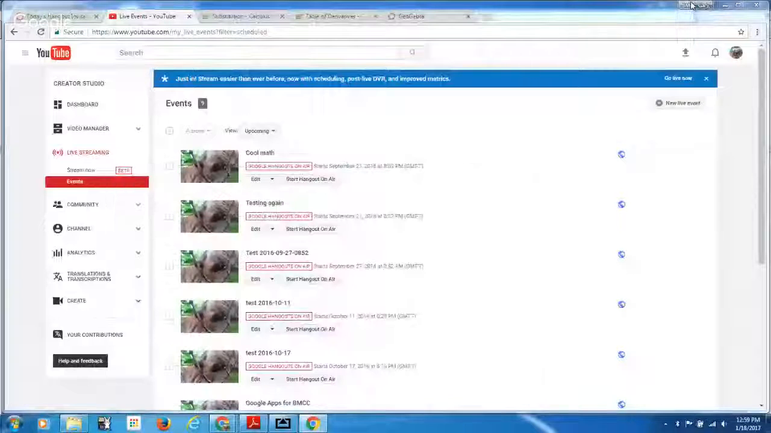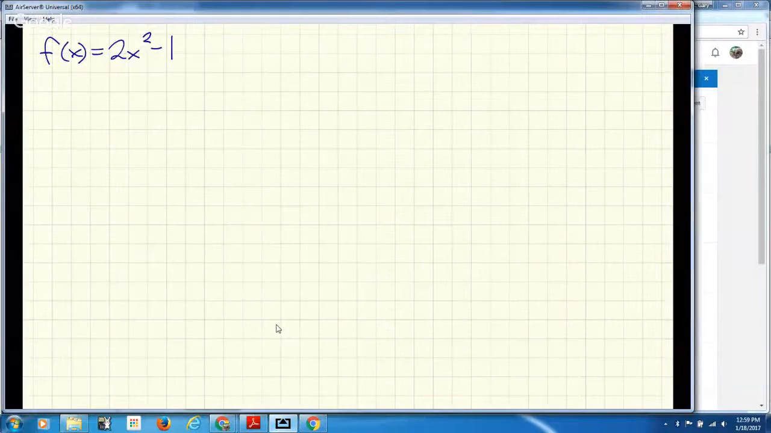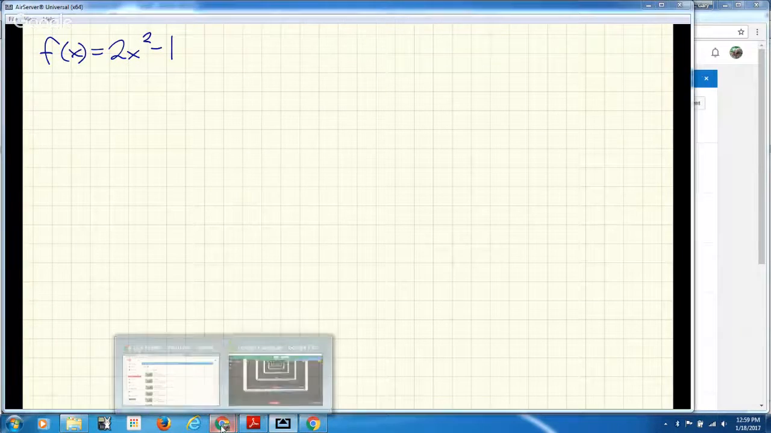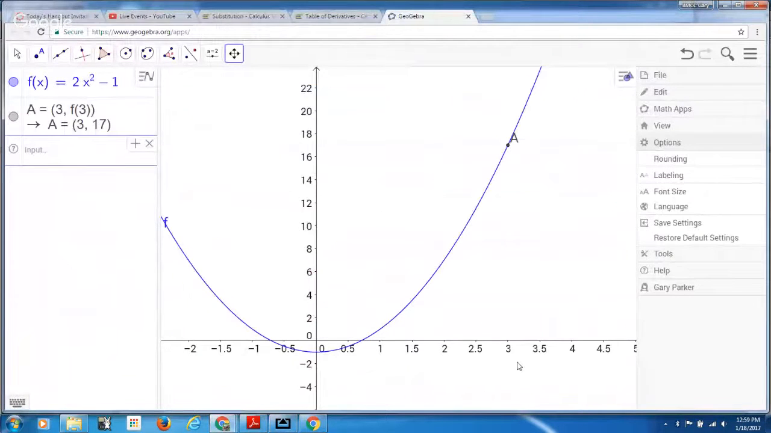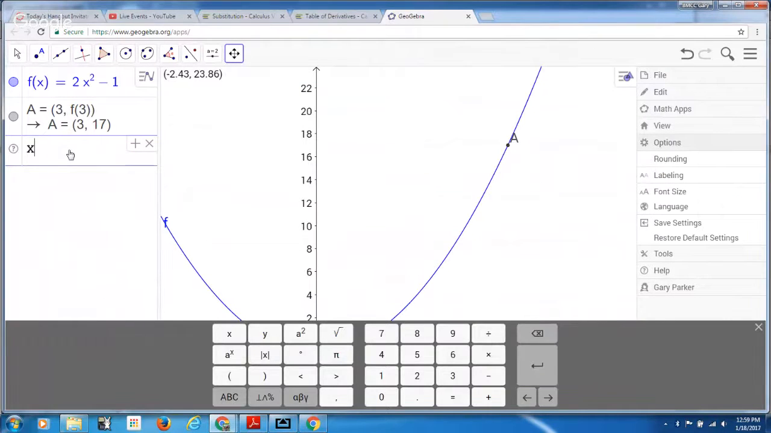All right, hello. Today we're going to take a look at the idea of area versus average value, and also area versus total area. So consider the curve f of x equals x squared minus 1. I can ask GeoGebra to graph that for me, which I have here. And I want to consider it from 0 to 3. So let's draw a line at x equals 3.